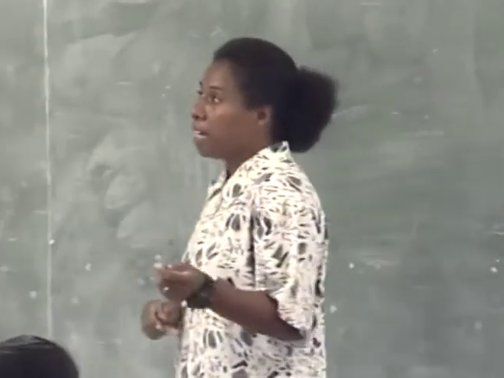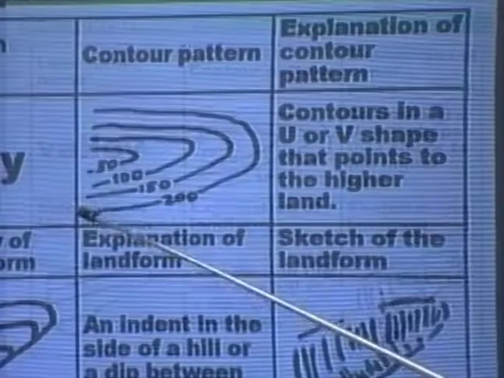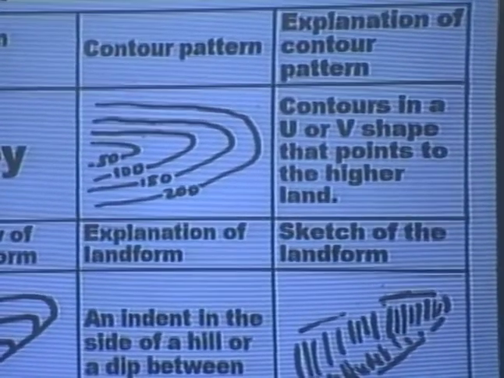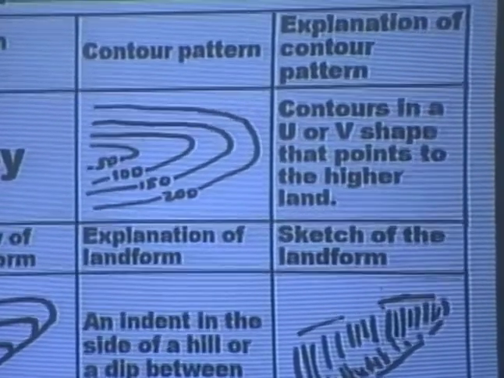From our monitor here, we have the landform of the valley again, an explanation of the contour pattern we have looked at already. Looking at the valley very quickly, the contours are in a U or V shape that points to the higher land. So we have the higher land here, and the V is pointing towards the highland. That would be the contour pattern of a valley. You can make reference to what you have noted or copied into your exercise book also.